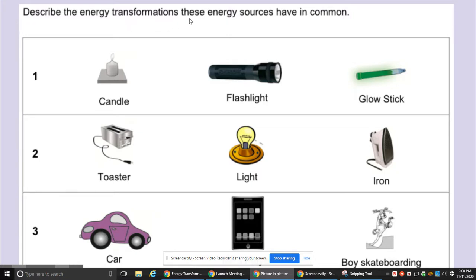Describe the energy transformations these energy sources have in common. So we have a candle, a flashlight, and a glow stick. What type of energy transformations do they have? First, let's start off with, what do they give? They give light, right? But where's that light coming from? Okay, it's coming from some type of chemical energy, correct?